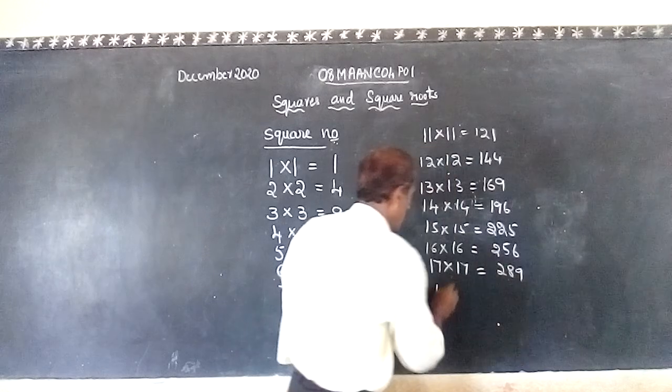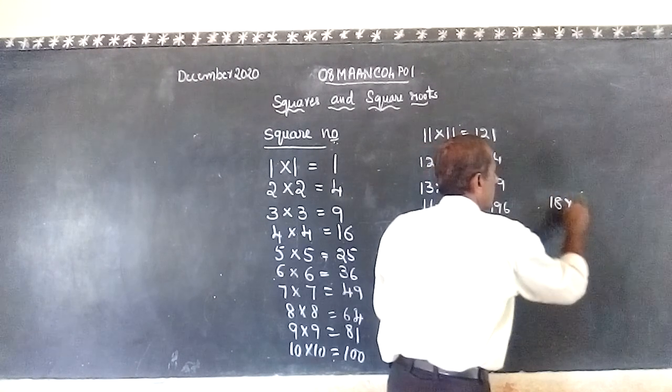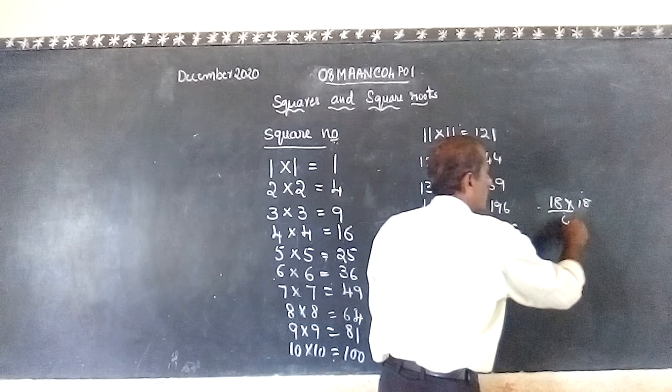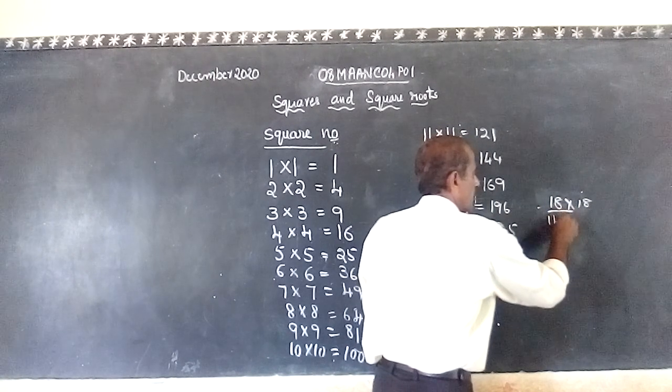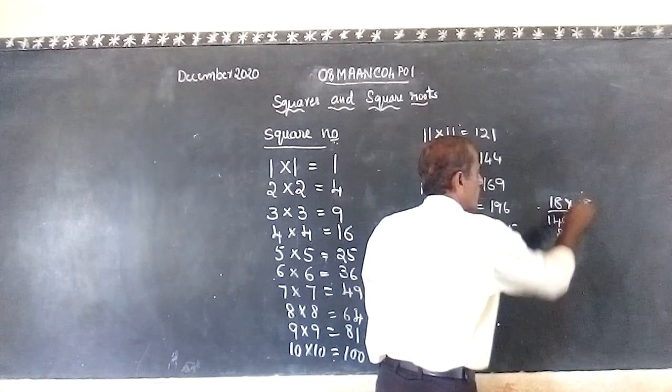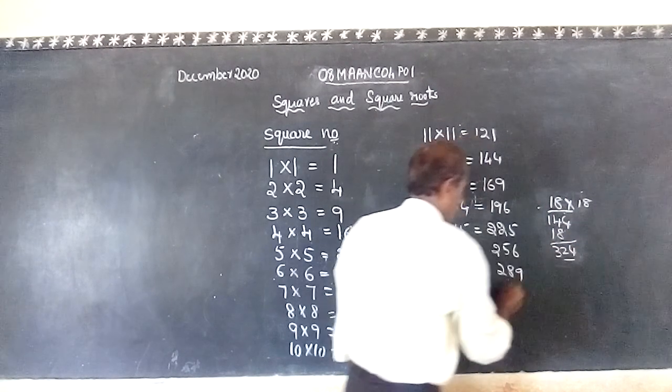18 into 18. Square of 18. 8 eights are 64. 6 8s are 8 plus 6, 14. 1 eight is 8. 1 one is 1. So 324.